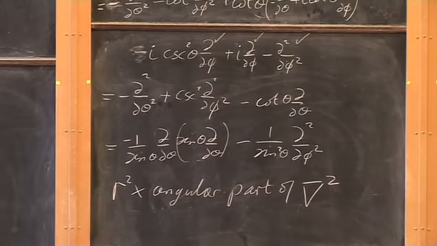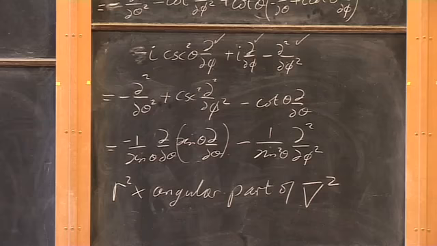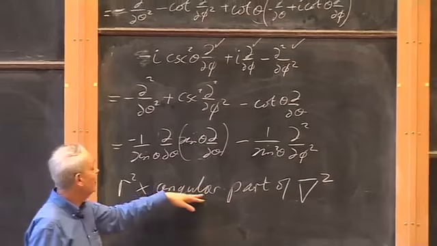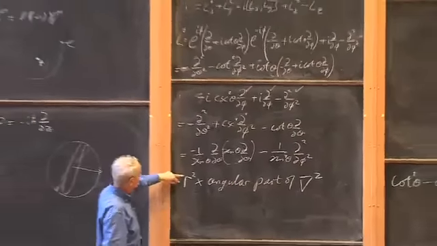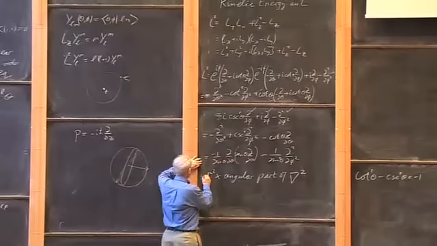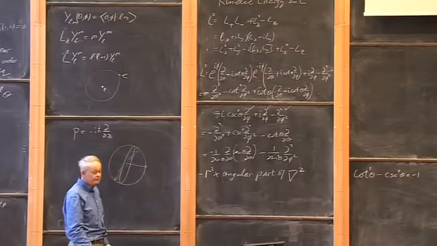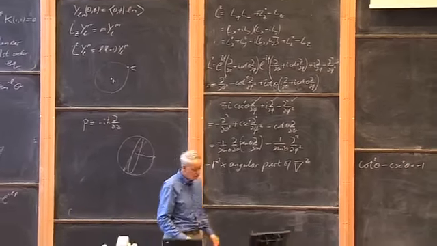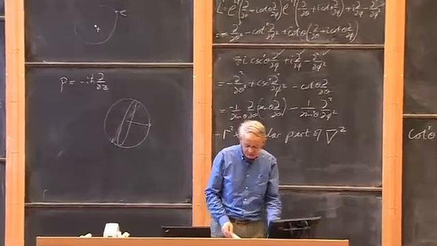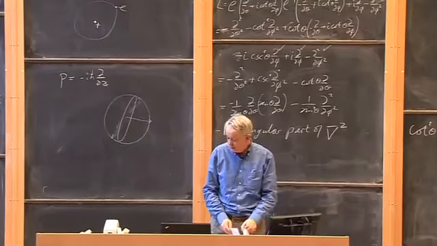And on that note, it's time to leave. We're not quite finished with the calculation, but that's the important bottom line, that L squared is actually, with a minus sign, minus r squared times the angular part of del squared. And we'll push that forward into the kinetic energy tomorrow. No, on Wednesday.